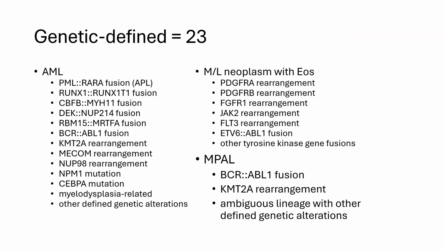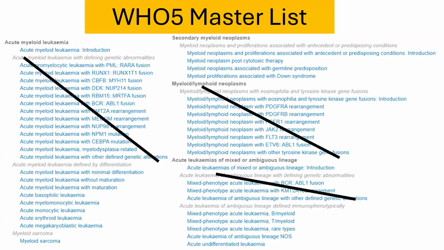We go back to our master list. Just grouping by fusions and rearrangements describes a great amount of the acute myeloid leukemias. Let's look for other patterns. You can see here, and here, and here, that a number of the acute myeloid leukemias show descriptive terms in the names, either defined by differentiation or by immunophenotype.